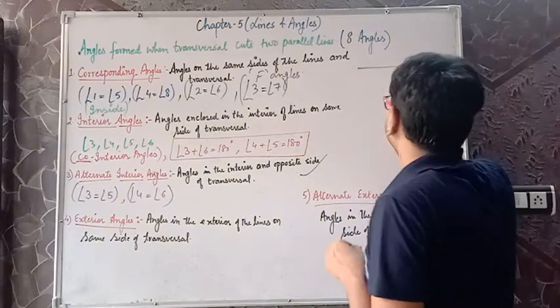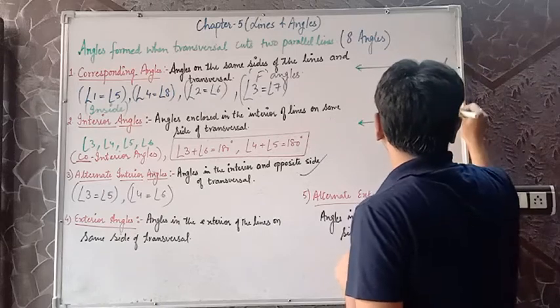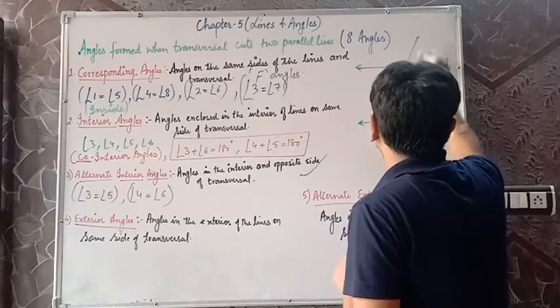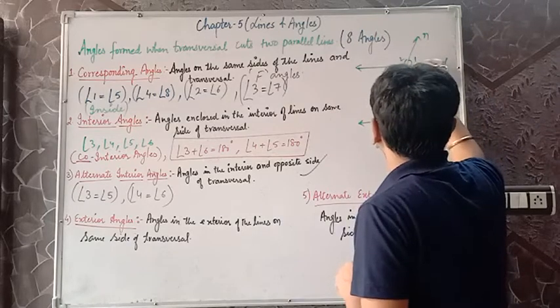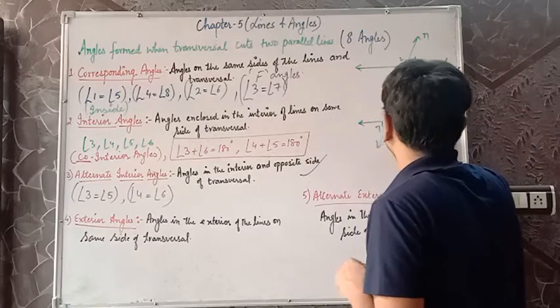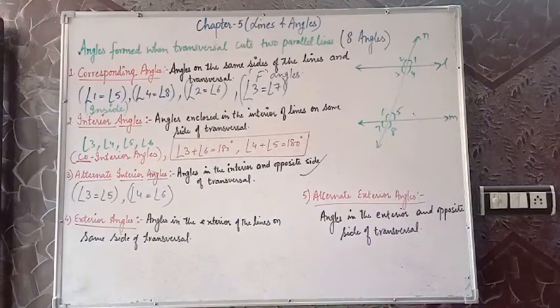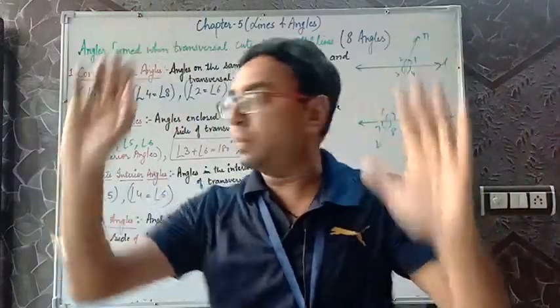Immediately, last thing, that is the exterior angle. Exterior means outside. We'll see the property of the outside angles, very important. Again 8 angles are formed. Now exterior angles. What do you mean by exterior? Exit. Exit means out, outside something.